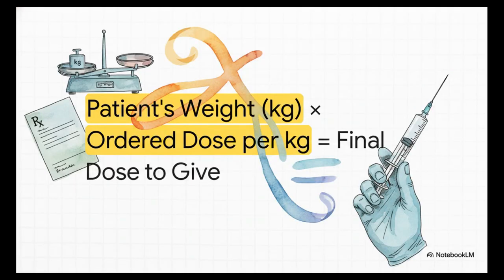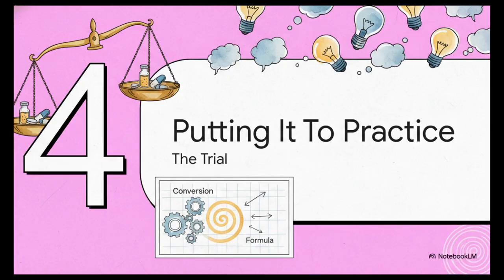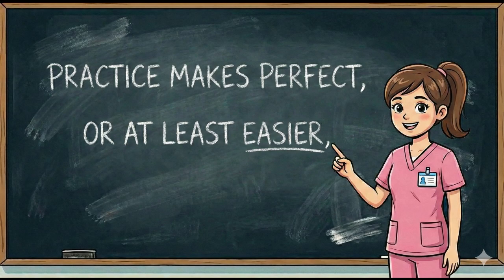You just take the patient's weight in kilograms, which you've already figured out, and you multiply that times the ordered dose per kilogram. That's it. Very easy. The answer you get is the final dose you need to administer. Okay, theory's great, but practice is so much better. So, you have a conversion tool. You have the golden formula. Now, let's actually put them into practice with a couple of real-world examples.